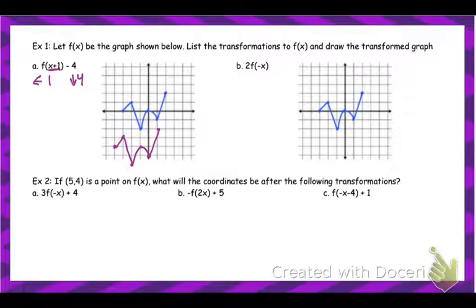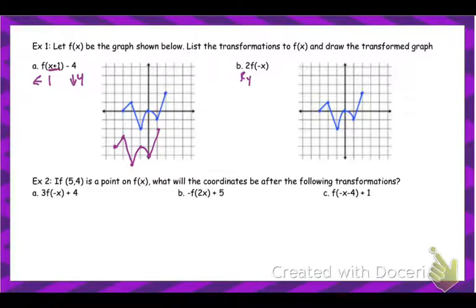All right, looking at B. Again, there's one horizontal change, there's one vertical change. The horizontal change affects the x, the vertical change affects the y. So f of negative x, that is a reflection over the y. That's going to affect all of our x coordinates. All of our x coordinates are going to become negative.